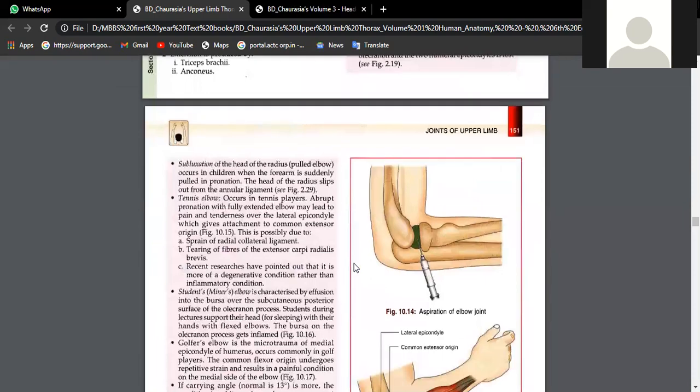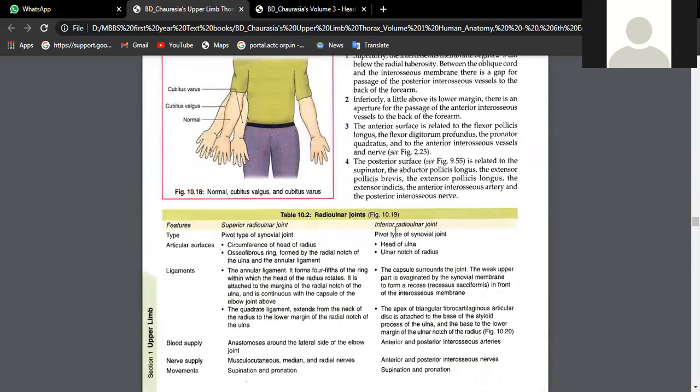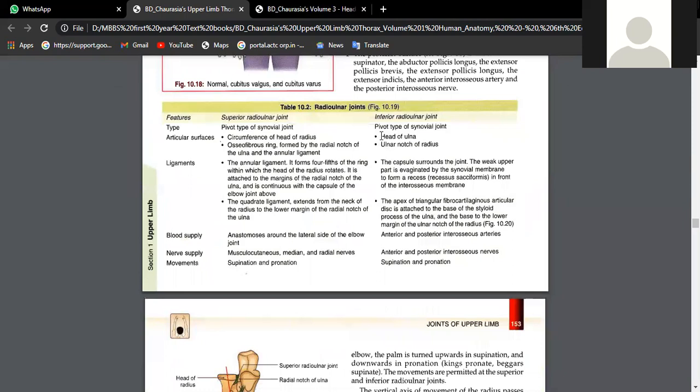There is a table which will help us to easily remember. Yes, beta, inferior radioulnar joint. This one. It is a pivot type of synovial joint formed between the head of the ulna and the ulnar notch of the radius. Like any other joint, it is surrounded by a joint capsule. Inside, you will have the synovial membrane filled with synovial fluid. Among the ligaments, a triangular fibrocartilaginous articular disc is there. Anterior and posterior interosseous arteries give blood supply, and the anterior and posterior interosseous nerves of the same name supply it. Action is supination and pronation.